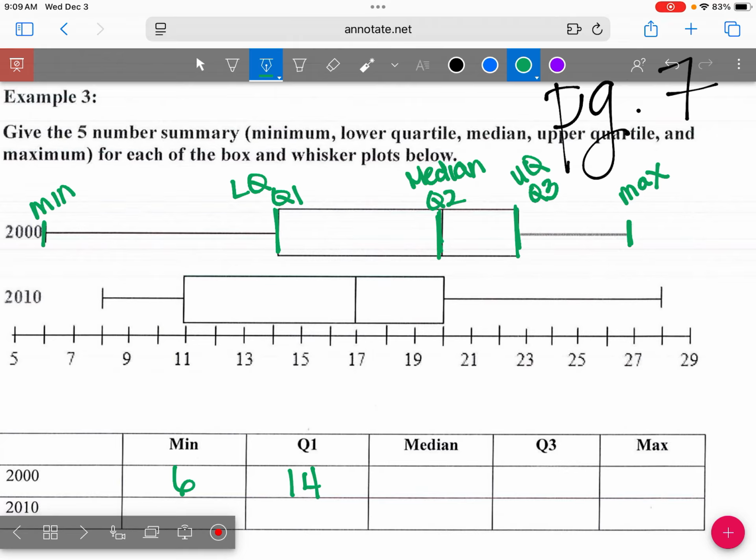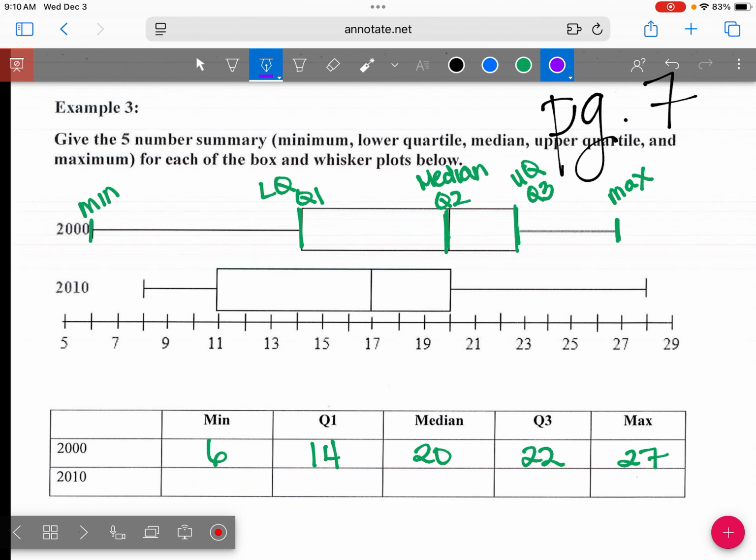The median looks like that's about 20. Q3 is really in between. It's like 22 and a half, but we could say 22. And you could do that on the test. You can round it or approximate it. And then the max was close to 27. All right, do the same thing for the second box plot underneath it. Go ahead and fill in.